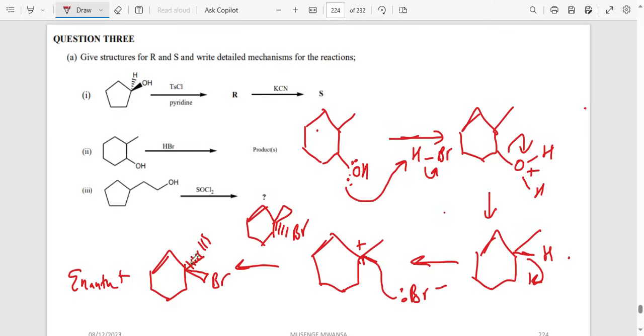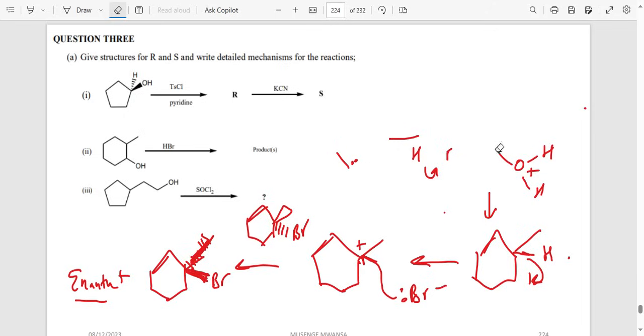So simply write, if you want, just write a line and a line, just lines without showing those dashes and wedges, and then just write plus enantiomer, because for the question itself they had not shown stereochemistry. So just write plus enantiomer. Hope that is okay.